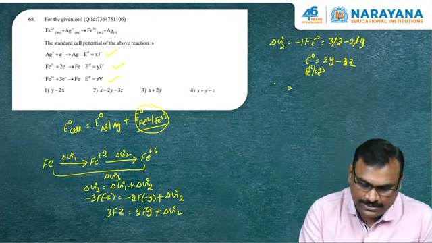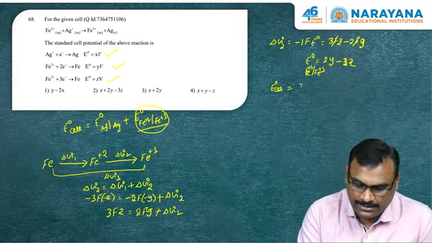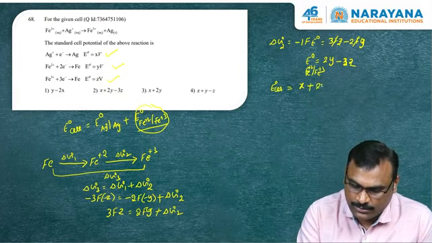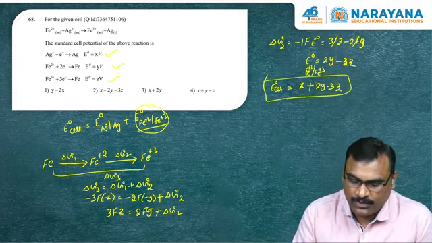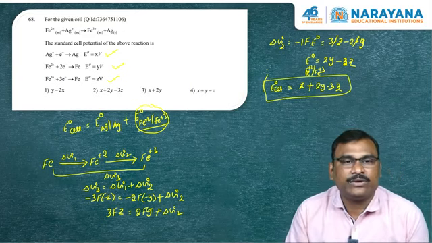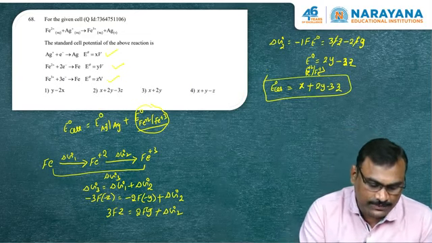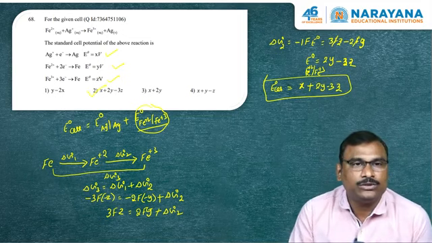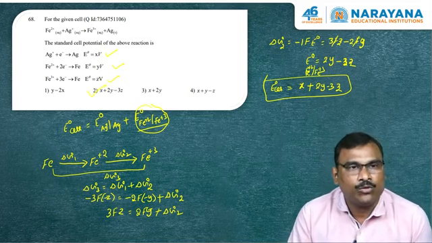Already they have given E naught cell is equal to Ag plus 2 to Ag is x volts, plus now Fe plus 2 to Fe plus 3 I got 2Y minus 3Z. So, the overall cell potential is equal to x plus 2y minus 3z, which was in second option. So, option 2 should be the correct one. Now, go for the next question.